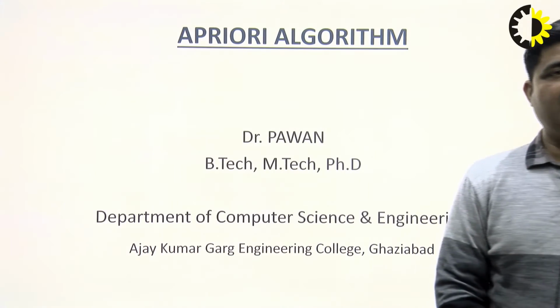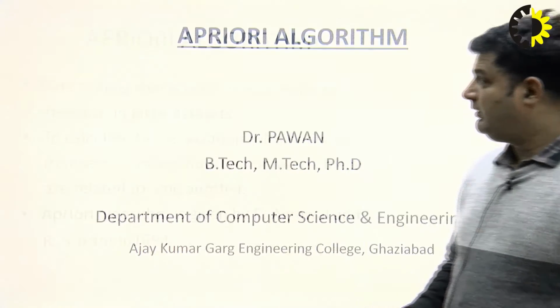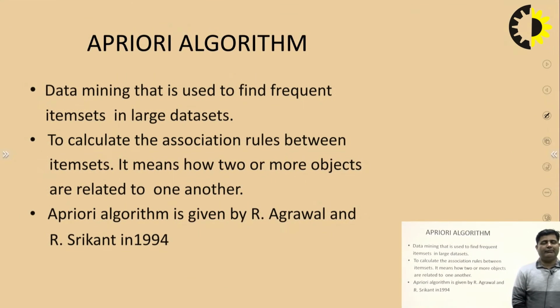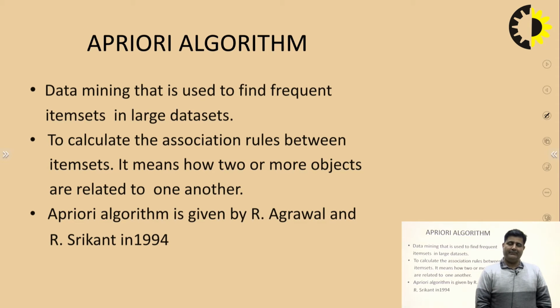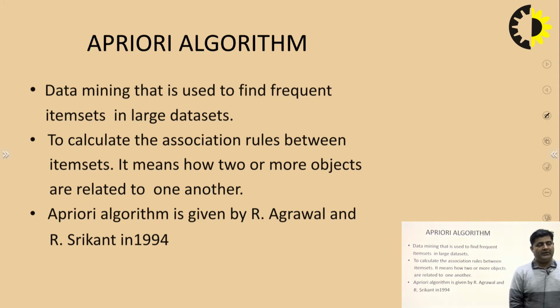Today we try to understand the Apriori algorithm. As we mentioned in my previous video about the PCY algorithm, the Apriori algorithm is also used for data mining to find the frequent item sets in a large data set, the same as performed by the PCY algorithm. The advantage of this algorithm is that it tries to find the association mapping between item sets. It means we can easily calculate the mapping of two or more objects, how they are related to each other. This algorithm was given by two Indian researchers, as mentioned, in 1994.